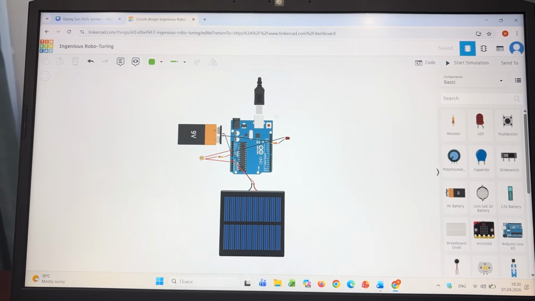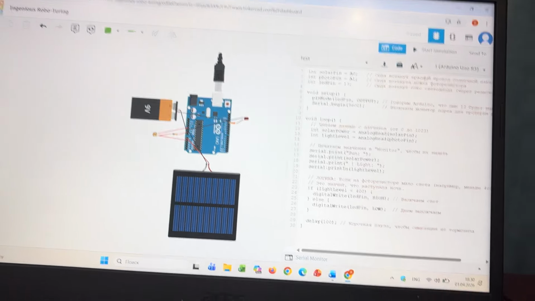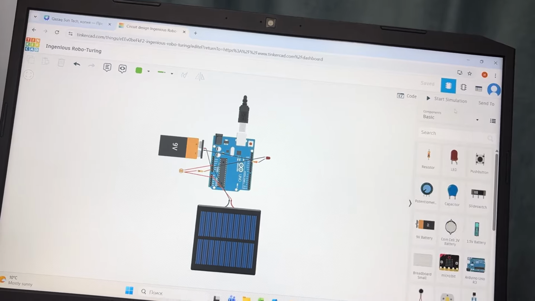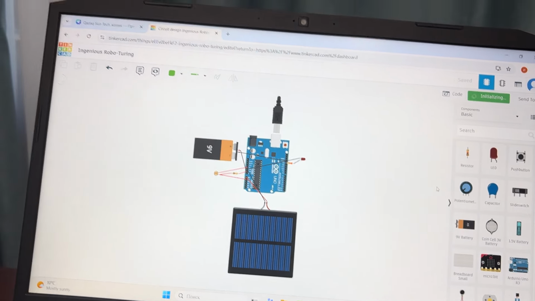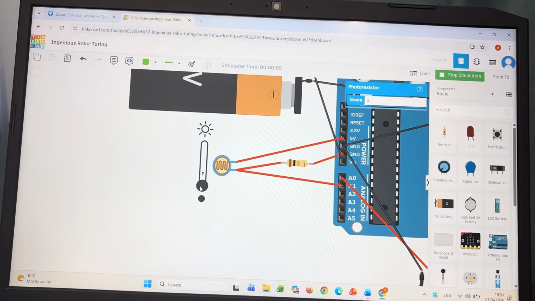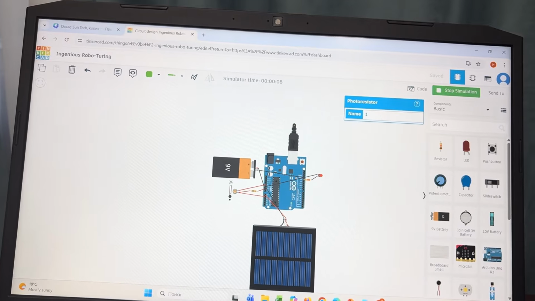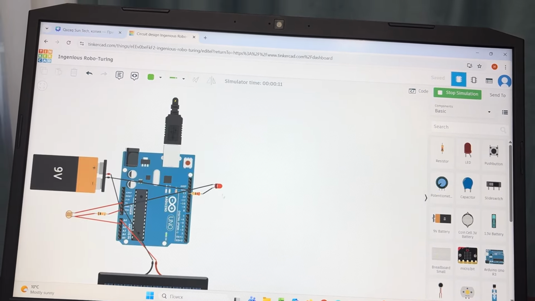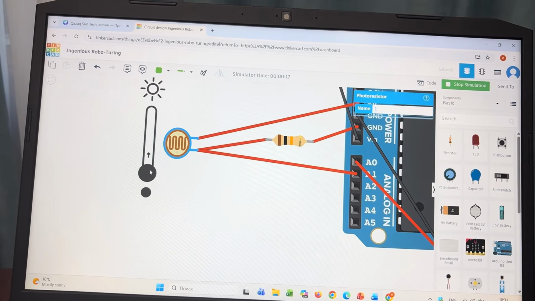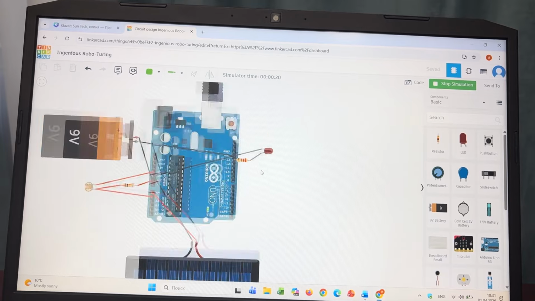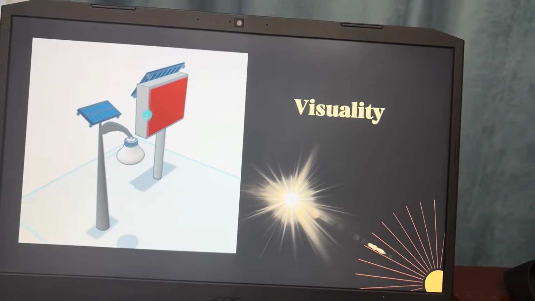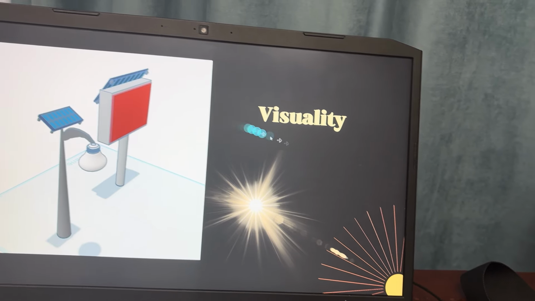See, I made it with Arduino, so I wrote a code using the Python language, and let's start the simulation. One second please. Let's see, this is dark, so it burns. It takes energy from the solar panel, and when it's light, the lamp is not lighting. This is a visual effect of how it would look.